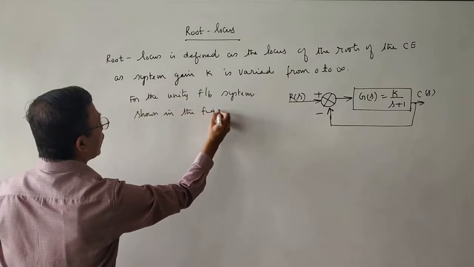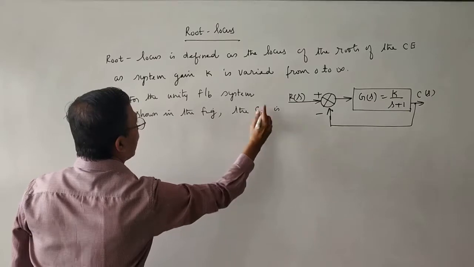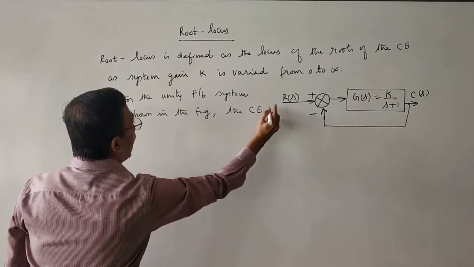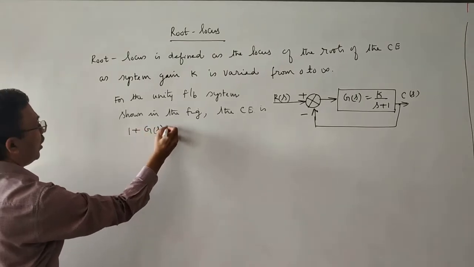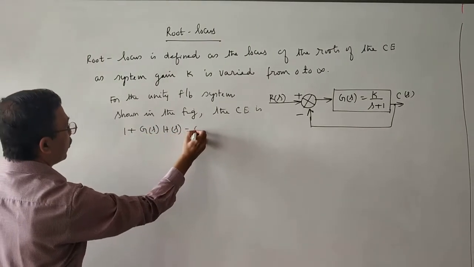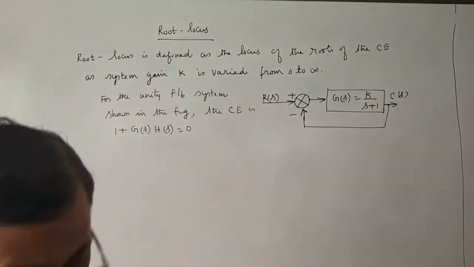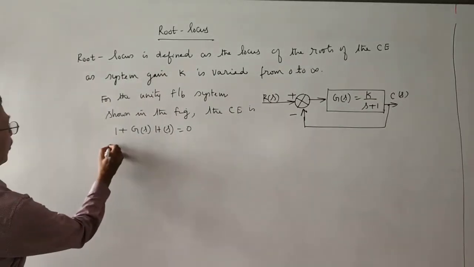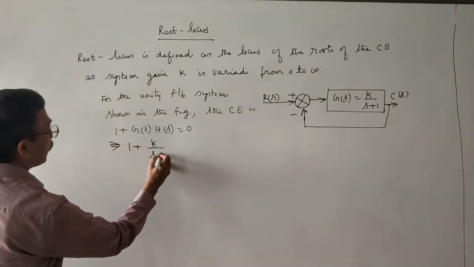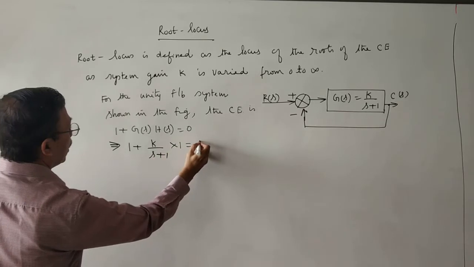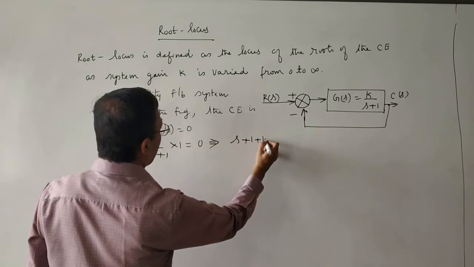For the unity feedback system shown in the figure, the characteristic equation is 1 plus G of s H of s equal to 0. This is the characteristic equation. This implies 1 plus k divided by s plus 1, H of s is 1, equal to 0. This implies s plus 1 plus k equal to 0.